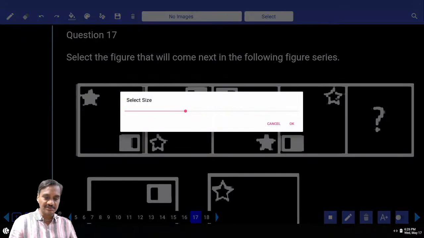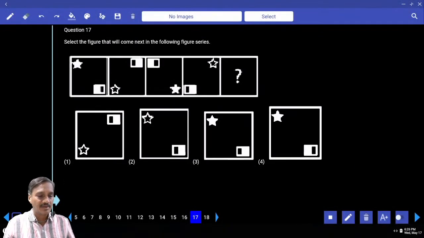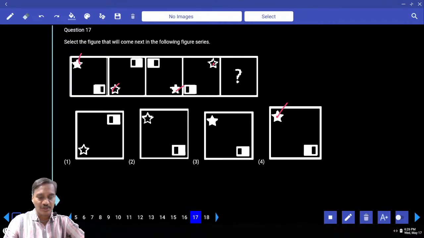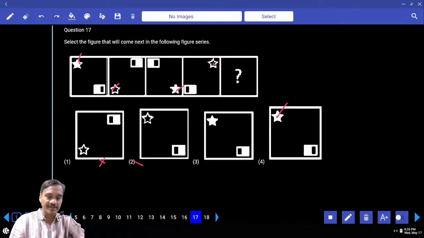Now in this question number 17, start with the next figure. My next figure, what should come? Star, darkened, shifted by one side, and here it must be a darkened star. Next one, from here to here, shifted one side, so the next must be here.